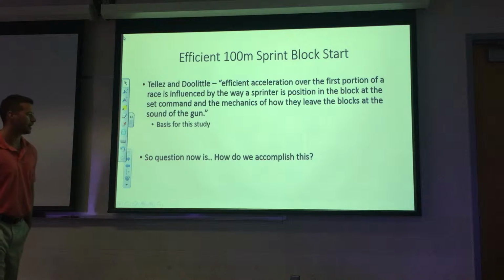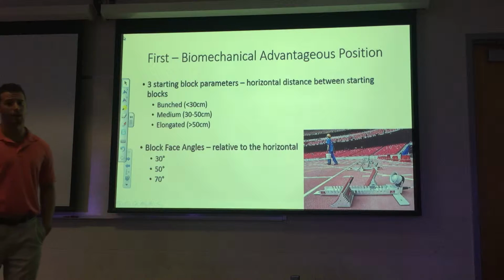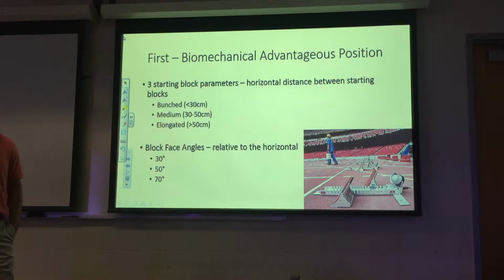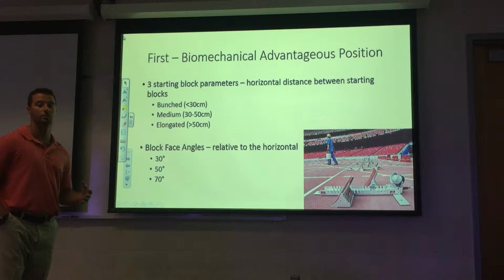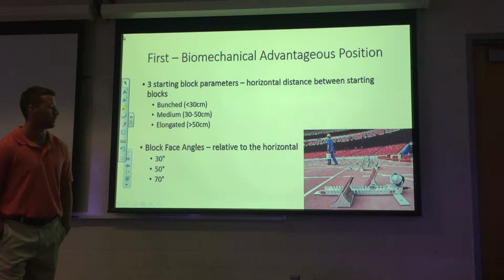So the question now is, how can we accomplish this? How can we accomplish an efficient sprint start? First thing we can do is take a look at a few biomechanical positions. There are 3 starting block parameters that dictate the horizontal distance between the starting blocks. We have 3 different parameters that have been studied extensively: the bunched, the medium, and the elongated starts.